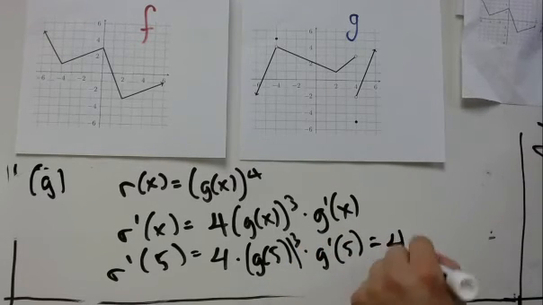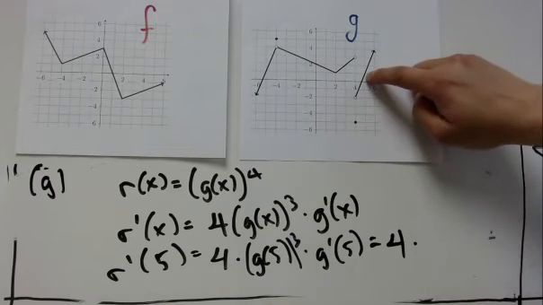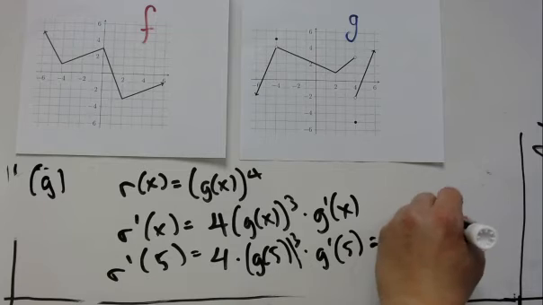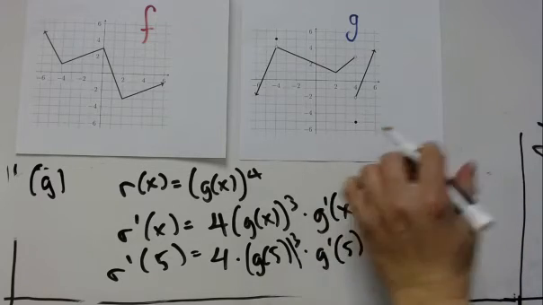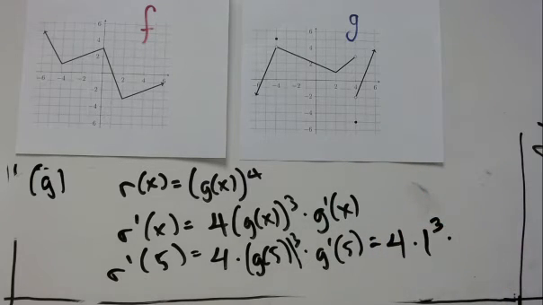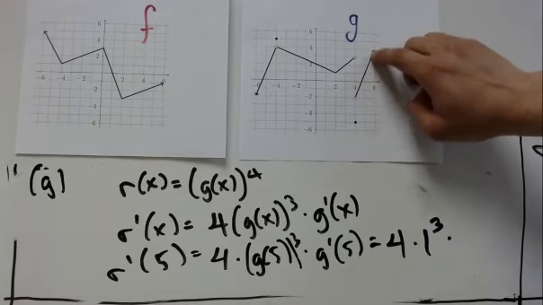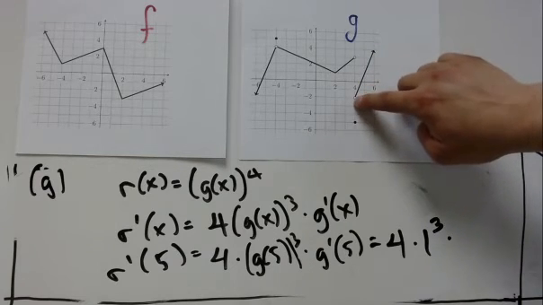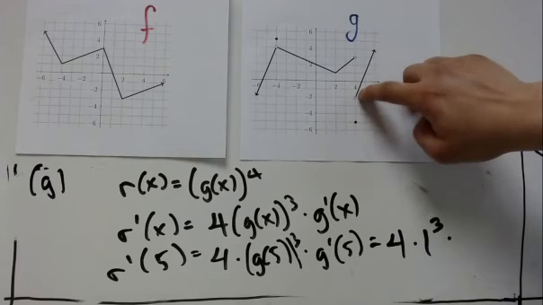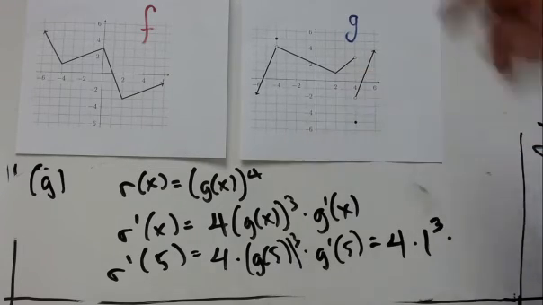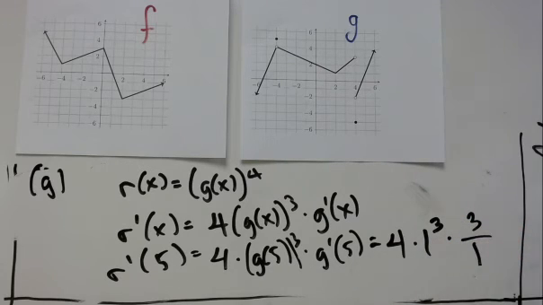So 4 times, let's see, g of 5. Actual y value there looks to be 1. Okay, 1 to the 3rd though. I get that 1 to the 3rd is just going to be 1, but let's just try to make it kind of followable here. G prime of 5. So right there, we need the slope. And so it looks like the steepness of that, well, I get that's not filled in, but we can still pretend it is to find the slope. So from there, how do we get up here? We go up 3 units, and we go over 1. So 3 over 1. Slope is 3 over 1. Okay, that's part G. What about part H?